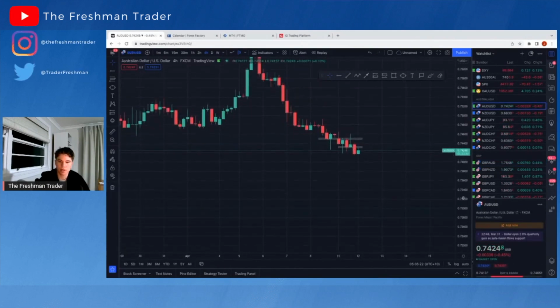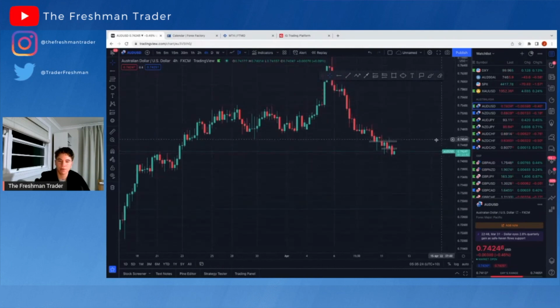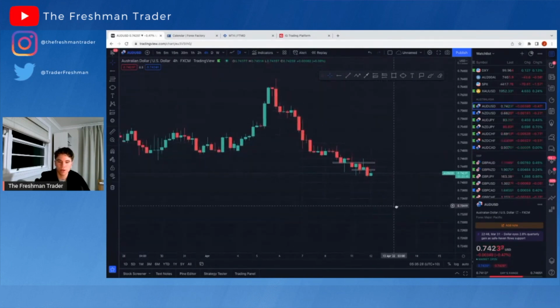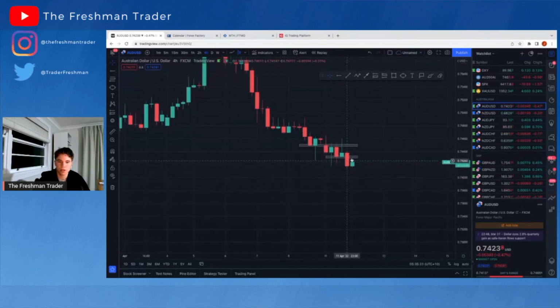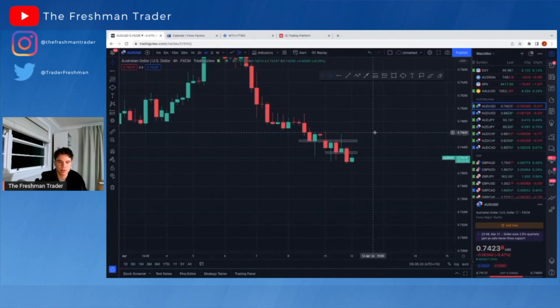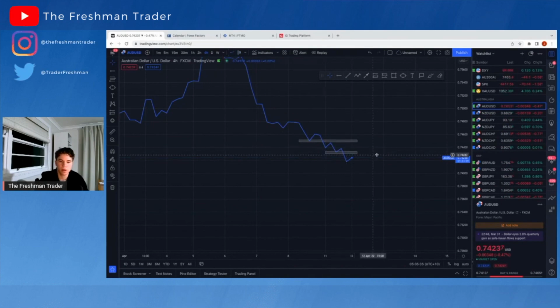So Aussie dollar is looking pretty bearish at the moment. We can see we're breaking and closing below lower lows over here, making new lows and respecting previous lower high structures. So if we look at Aussie dollar, US dollar, we can see a very simple downtrending structure. Lower low, lower high, lower low, lower high, and that continues. Okay, we've currently broken and closed below the previous lower low structure.